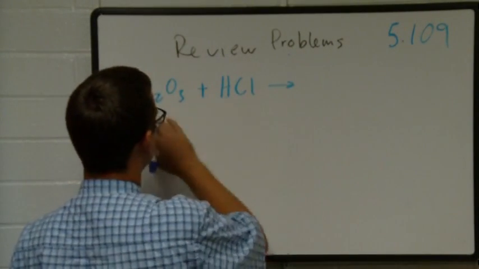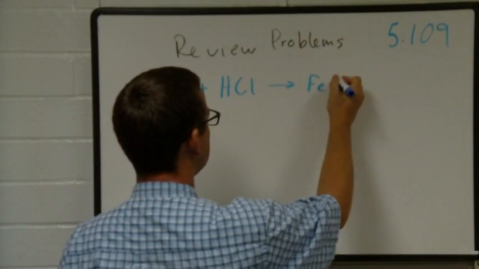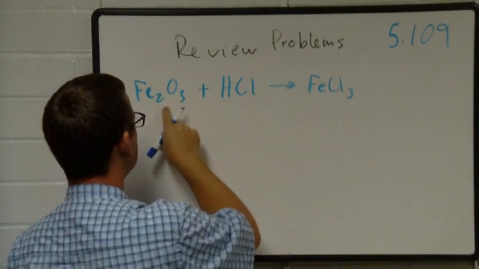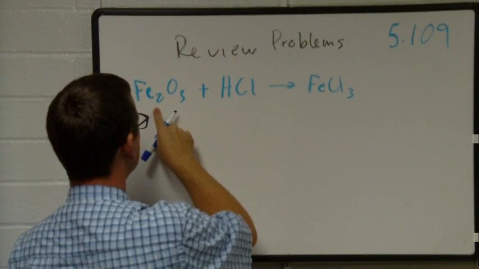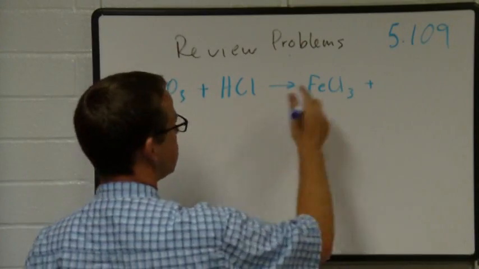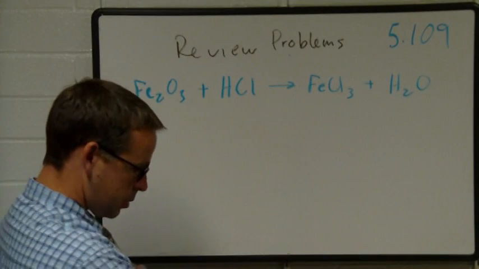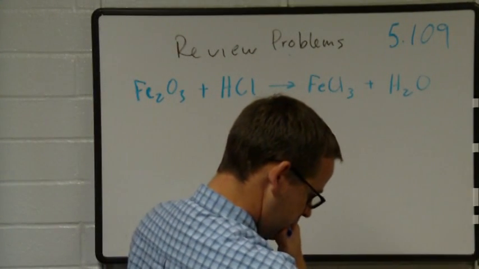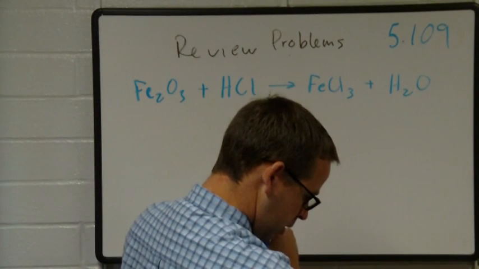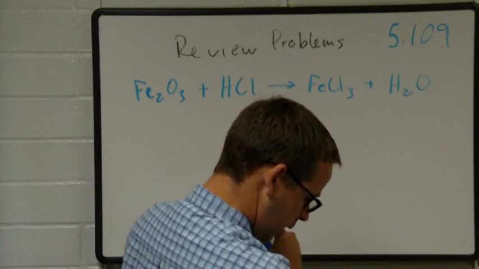The products of this reaction are going to be FeCl3. Let's see, this is 3, right? Yeah, FeCl3 here plus H2O. Okay? So that's the chemical reaction that they're talking about. And if we had 4 grams of iron oxide and 25 mils of 0.5 molar HCl, what will the concentration of the iron be when all the HCl has reacted?